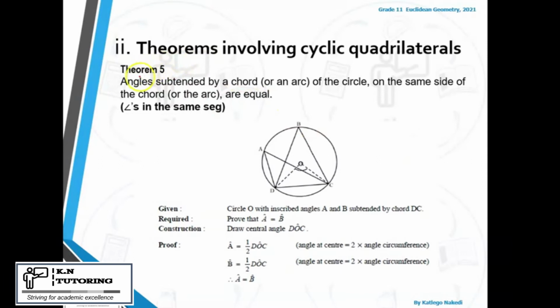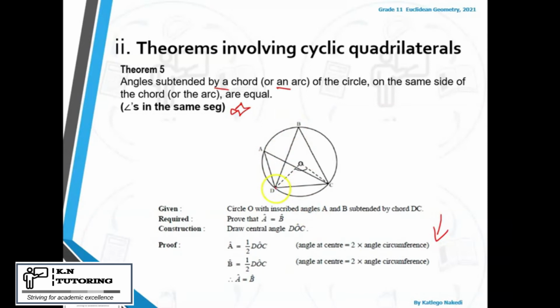Theorem number 5 says angles subtended by a chord or an arc of the circle on the same side of a chord are equal. Okay, there is no star here. Why? Even though there's a proof here using first principles, they will never ask you to derive this. They will never ask you to prove this in an examination. So this is just extra information that you need to know. So let's see what they are saying.